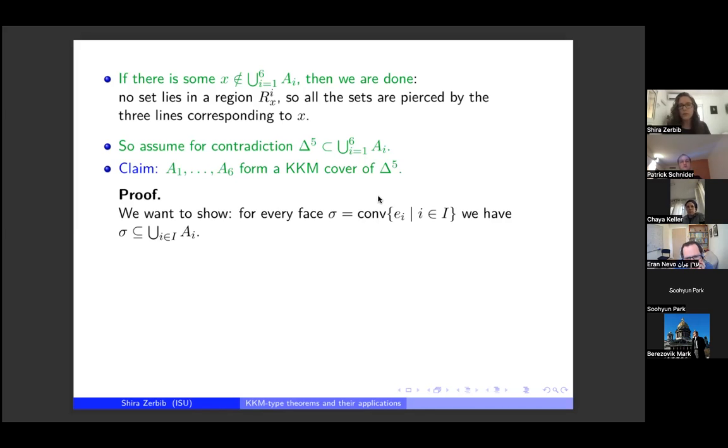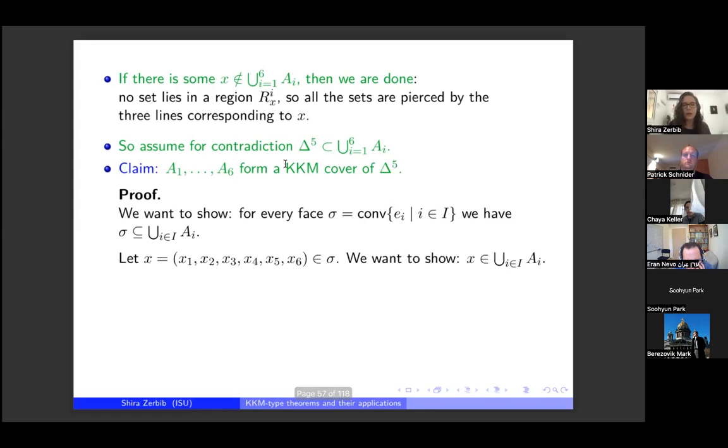So we want to show that for every face sigma, that is the convex hull of a subset of the vertex set, we have that sigma is contained in the union of the Ai where i is a vertex in sigma. So let us take a point X in sigma, and we want to show that X is in this union of Ai where i is a vertex in sigma.